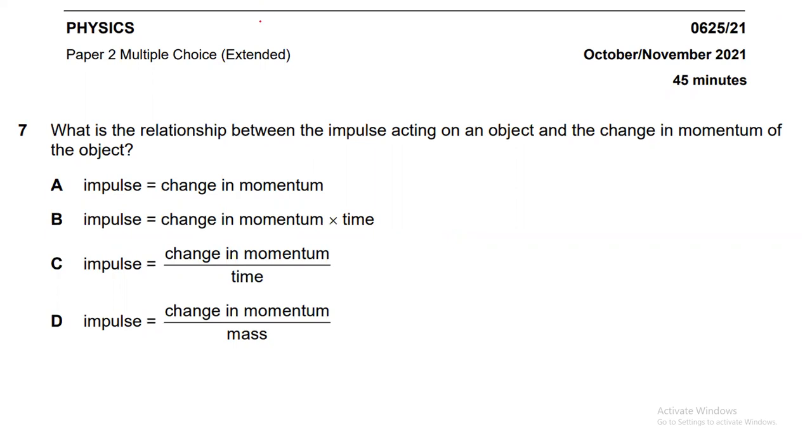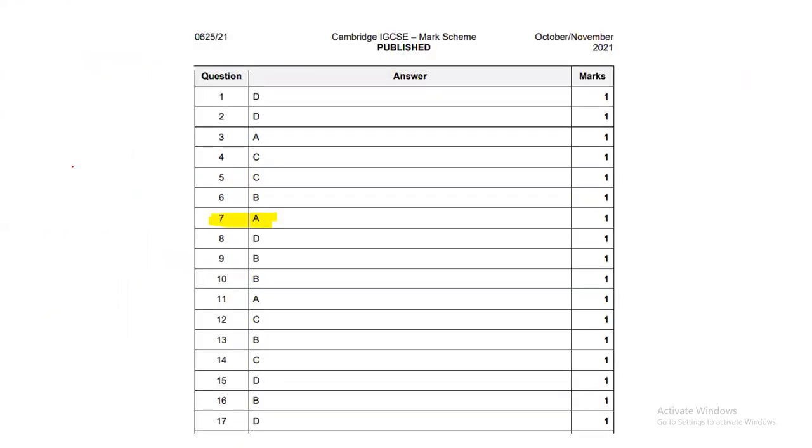October, November 2021, paper one, and we are doing question number 7. He says, what is the relationship between the impulse acting on an object and the change in the momentum of the object? Impulse is equal to the change in the momentum. So I think A is the option. Question number 7, A is the right choice.